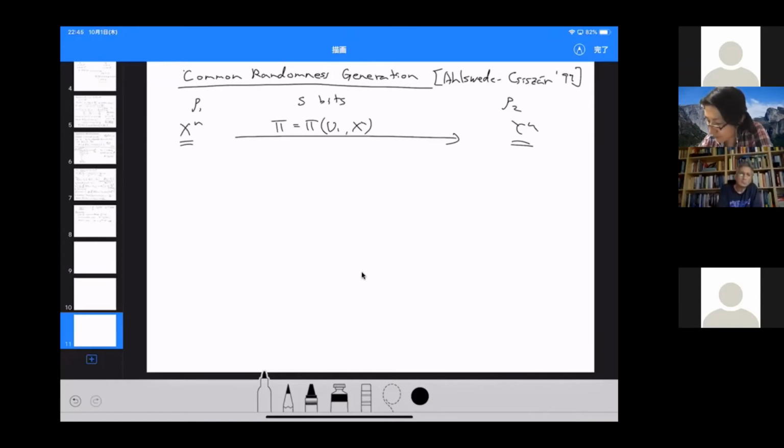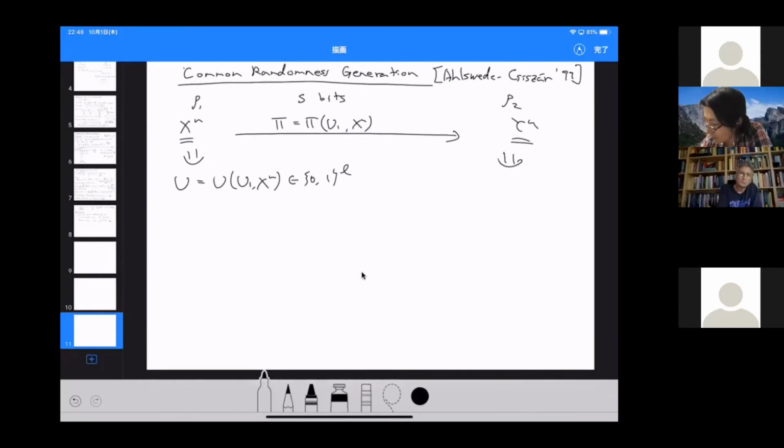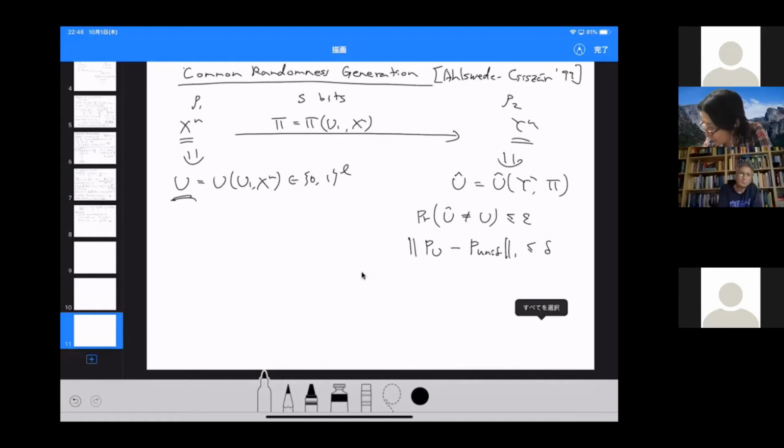Okay, and then P1 generates some random variable U based on his private randomness and Xn. And also P2 computes a random variable U hat based on his observation Yn and the message pi. And we require that the probability that U hat disagrees with U is small, epsilon. And the distribution of U is close to the uniform distribution. So this is in variational distance.